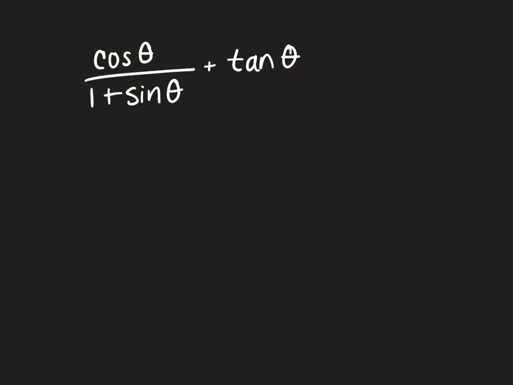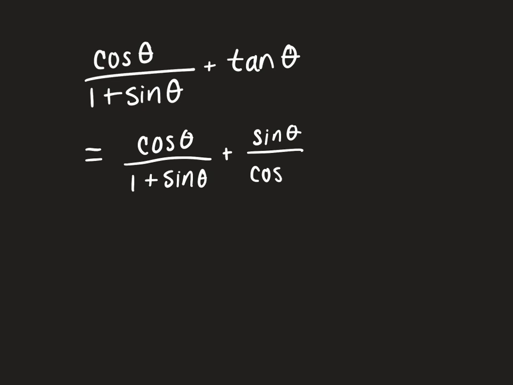So the nice thing is that our fraction on the left already has sine and cosine, right? So we don't need to change anything there at the moment. What do we need to do to tangent, though? Tangent equals sine over cosine. Right, tangent is equal to sine over cosine. So that gives us cosine theta over 1 plus sine theta plus sine theta over cosine theta.